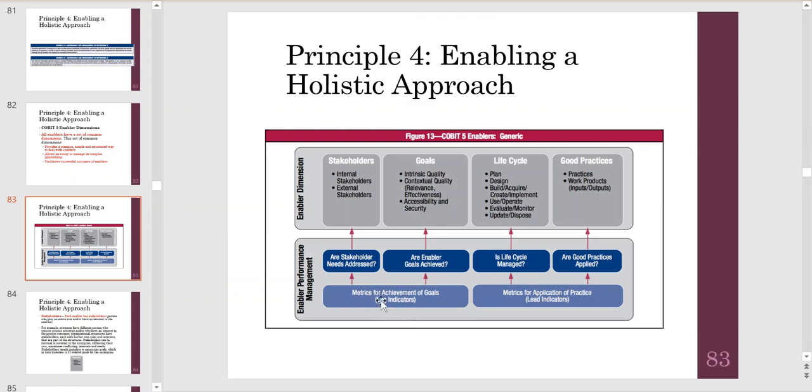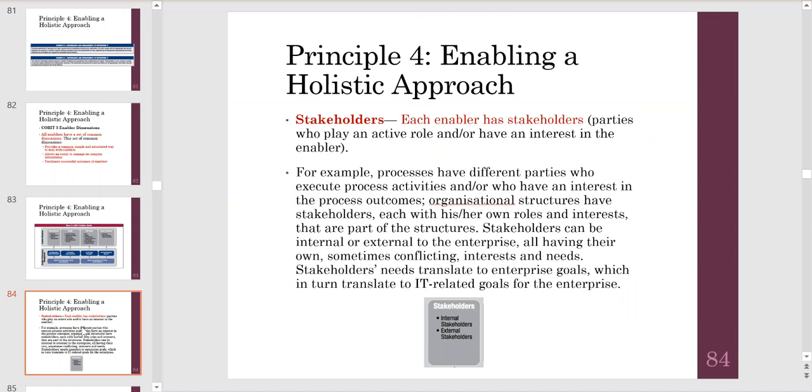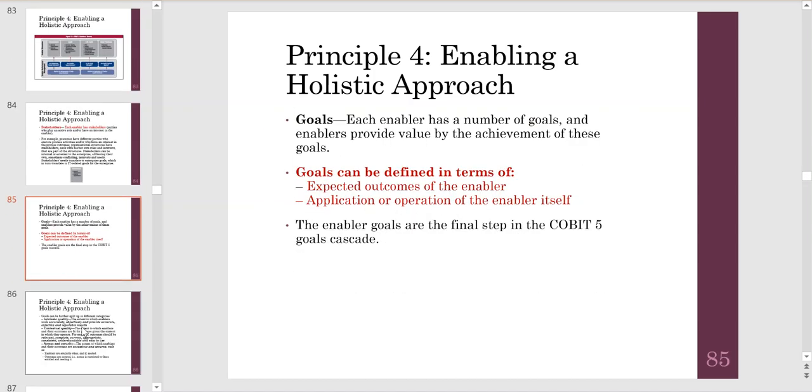We spoke about it many times: key performance indicators, or targets, all to be achieved. We set targets for stakeholders, goals, and again for life cycle and good practices. This one we call lag indicators, because this is mainly about the outcomes, so we see facts, figures, and numbers. It's mainly about the functioning of the life cycle and the functioning of good practices. So this is in short.